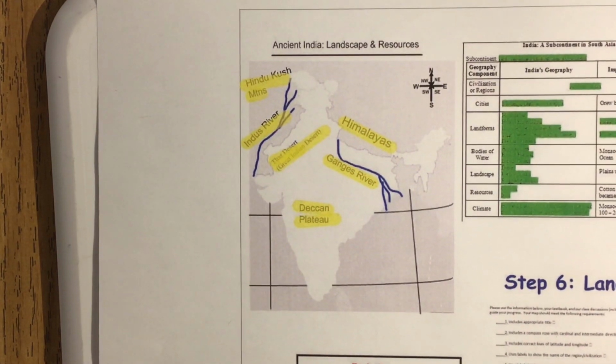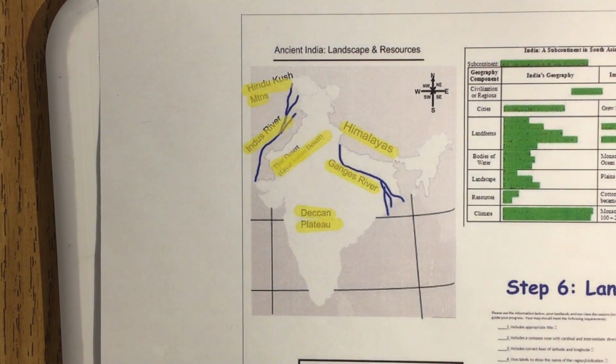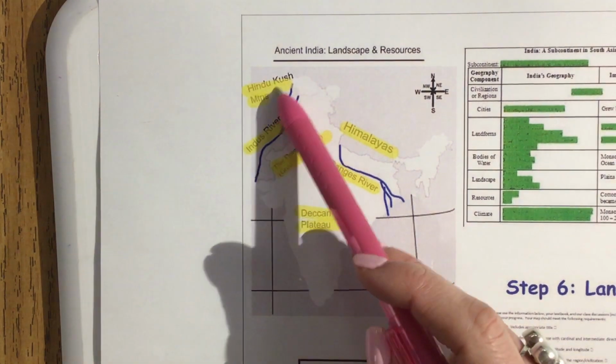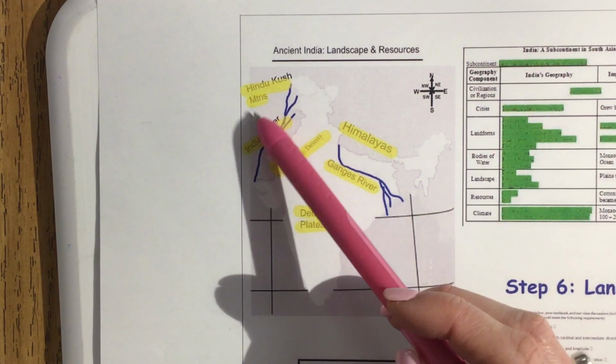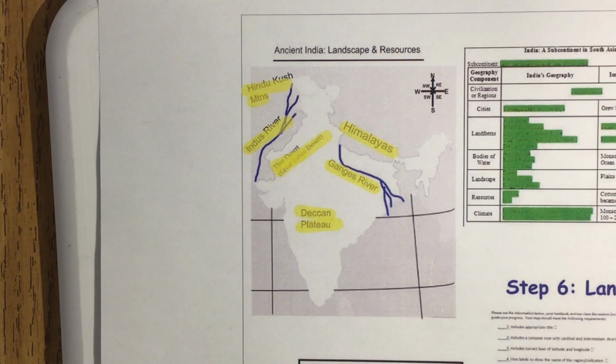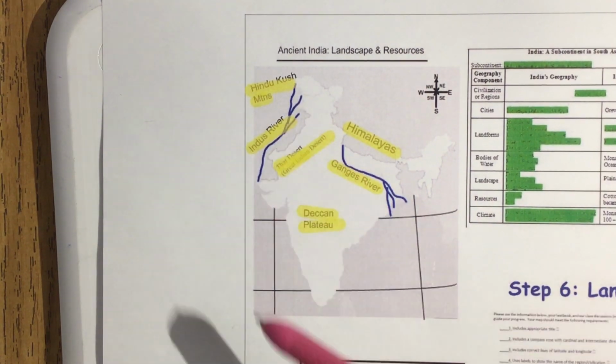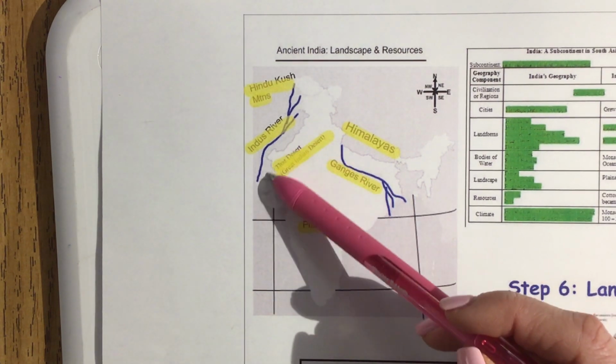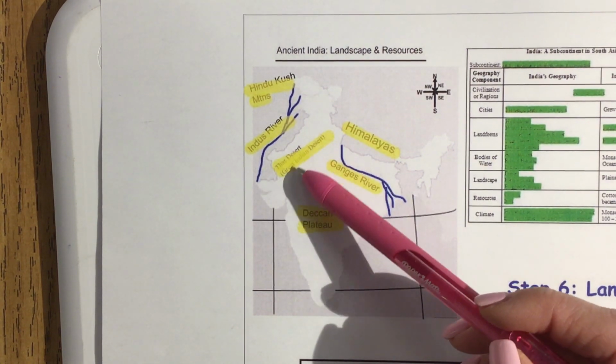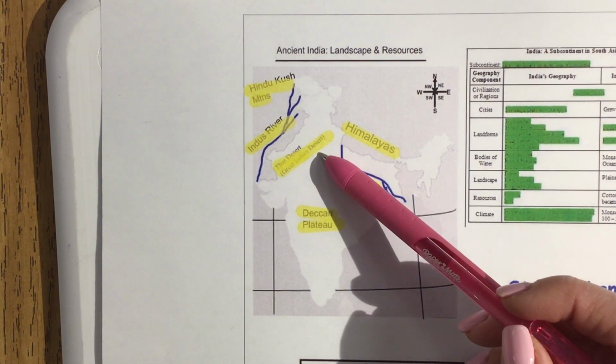Step 6, landforms. There were a lot. There were 6 different landforms. So you want to count and make sure. Let's just start at the top left. The Hindu Kush, easy to forget. It's right up here above the Indus River. Then you should have drawn and labeled the Indus River. Below that, right around here, is the Thar Desert, or you could have called it the Great Indian Desert.